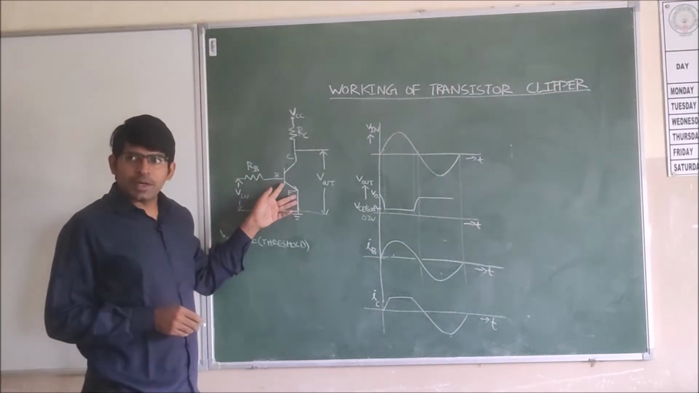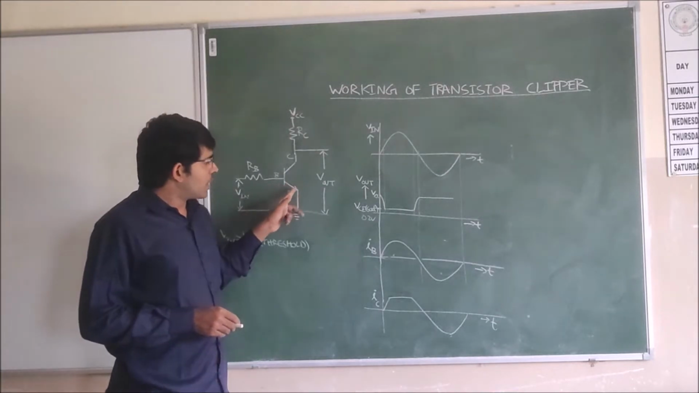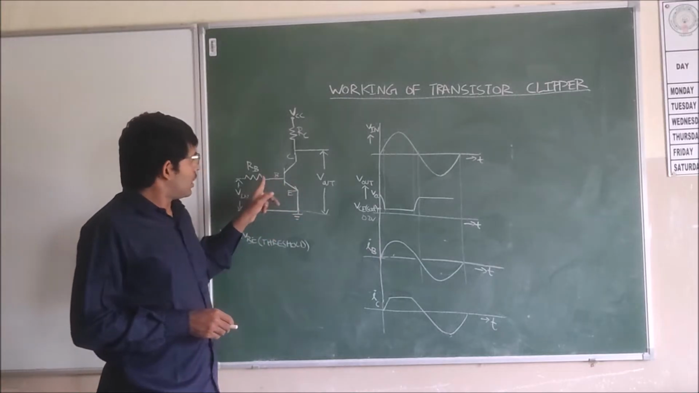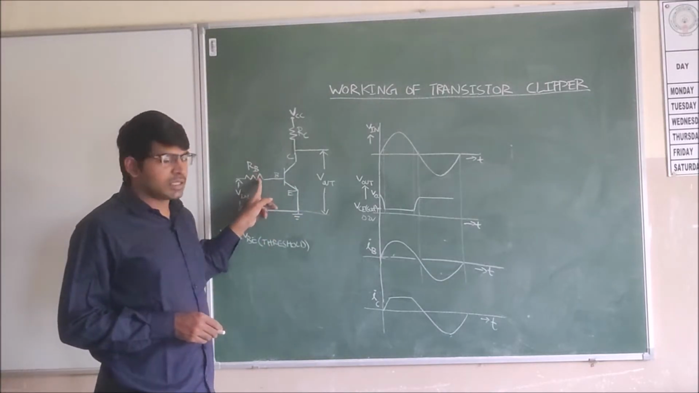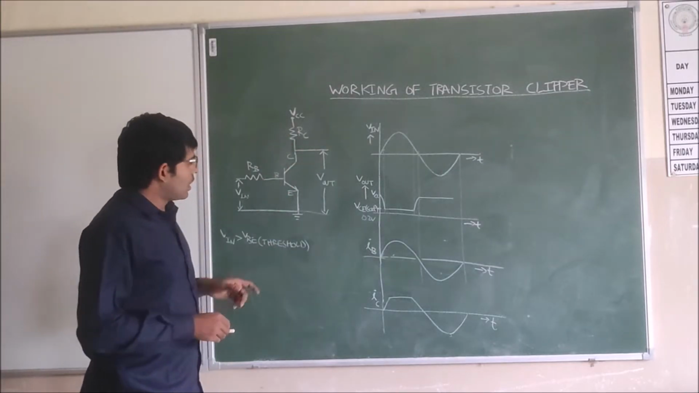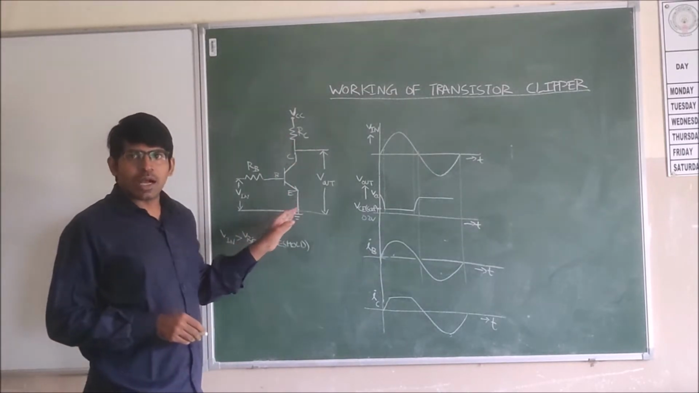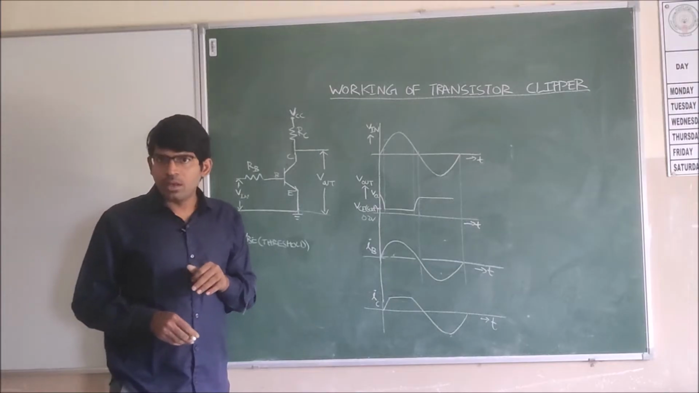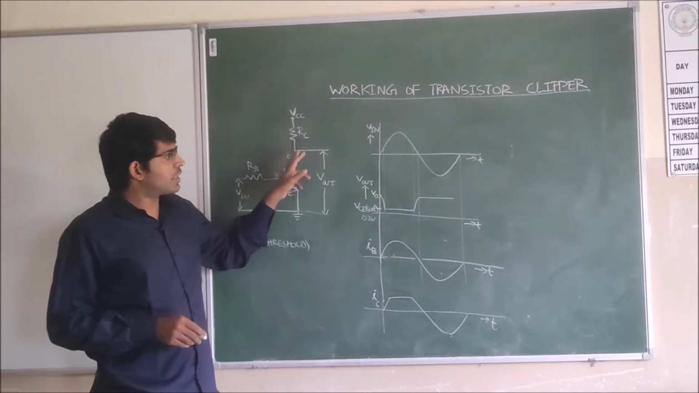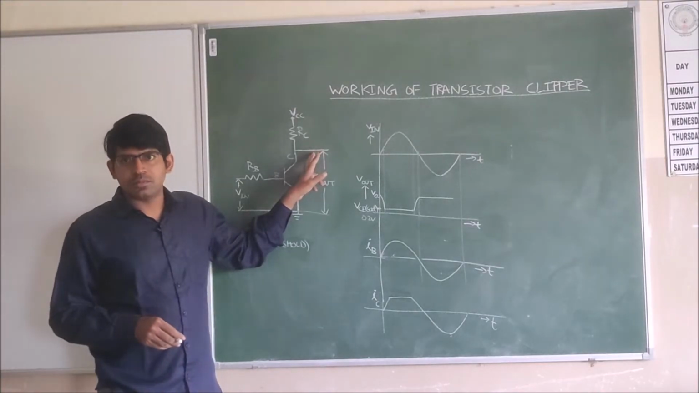We are taking an NPN transistor here. The arrow symbol indicates the emitter current direction. We have taken a base resistor RB and a collector resistor RC. We connected this transistor in common emitter configuration, meaning we have grounded the emitter terminal, we are giving the input to the base, and we are taking the output from the collector.